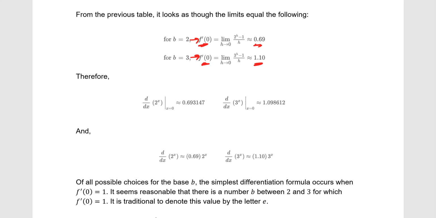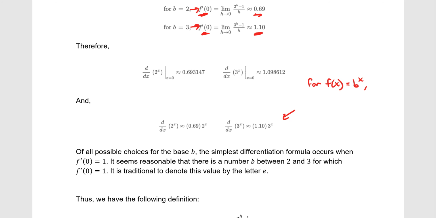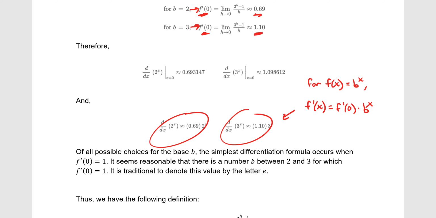So we're going to use that definition that we just said before. Let me rewrite that. For f of x equals b to the x, we know that f prime of x, the derivative of that, is f prime of 0 times b to the x. So here are those two definitions using a b value of 2 and a b value of 3, and we have f prime of 0 for both of them right here.